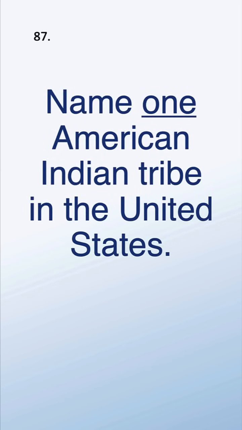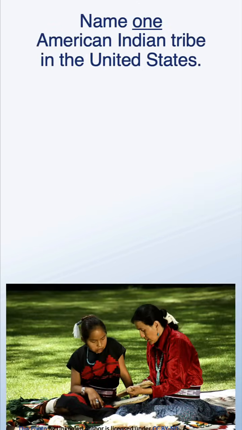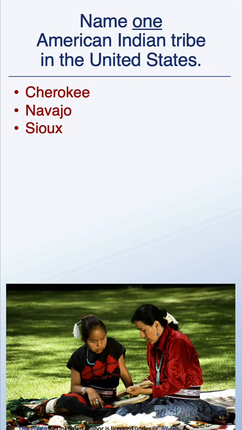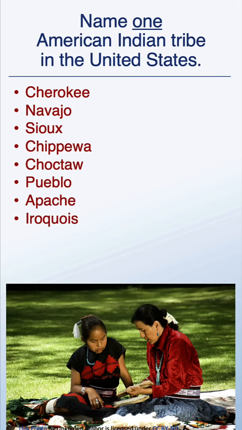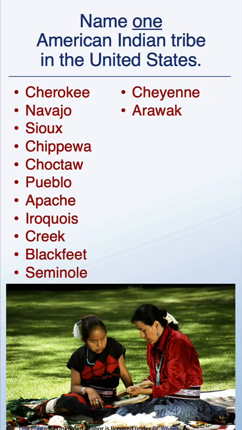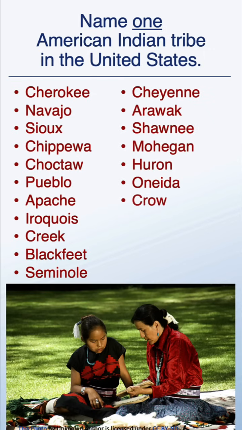Name one American Indian tribe in the United States. Okay, here we have a list of American Indian tribes. There are actually over 500 federally recognized tribes, but you can choose one of these. For example, Cherokee, Navajo, Sioux, Crow, Mohegan, Creek, Apache, okay? So you just need to remember one name.